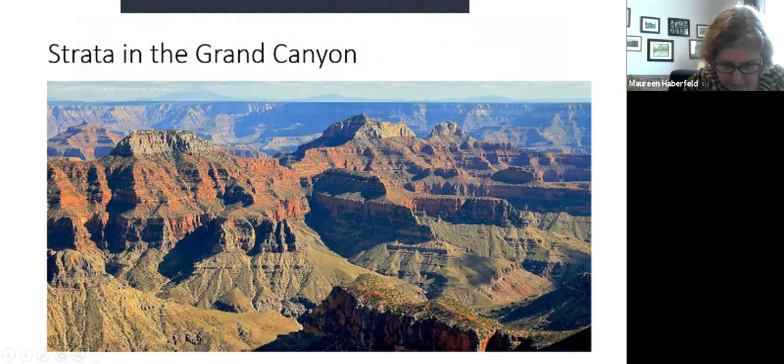So there's your strata in the Grand Canyon. You see the different layers of rocks. Sedimentary rocks are formed in flat-lying strata, the oldest layers on the bottom, and they get progressively younger unless they've been deformed.